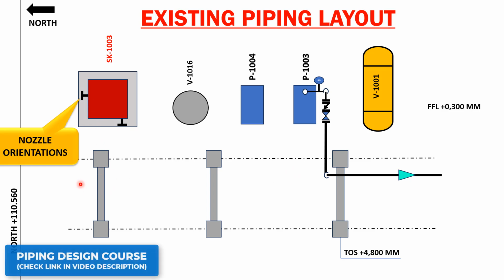So nozzle orientations we have discussed actually. Now what else? Now in the discharge nozzle you are putting a valve, and then you are taking a line. Okay, so why am I routing the line like this? Because if you remember, in the P&ID our tie-in should be after the valve, correct? So I have placed the tie-in connection after the valve. So this is 2-inch and this is an 8-inch line.